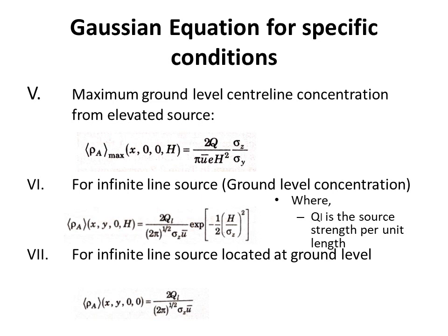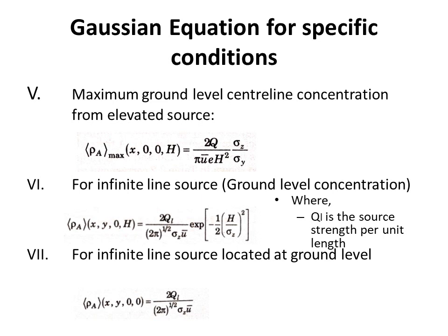Next is the maximum ground level center line concentration from elevated source. Since it is ground level, z equal to 0, center line concentration, so y equal to 0, and it is an elevated source, so the height of the stack h has to be considered. Here we are going to find out the maximum ground level concentration at the center line. And this is actually a modification of the third equation. So here rho A max at (x, 0, 0, h) is equal to 2Q by pi u bar e h square into sigma z by sigma y.